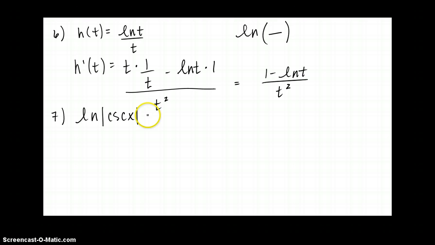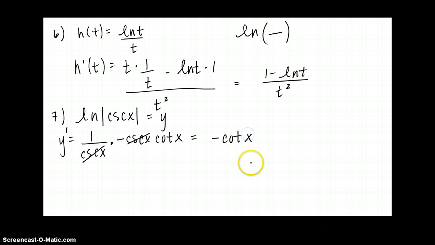ln absolute value of cosecant of x equals y. So here we are, exact same derivative rule. 1 over the expression times the derivative of cosecant, negative cosecant x cotangent x. These would cancel. Y prime, sorry. So the derivative would be negative cotangent of x.